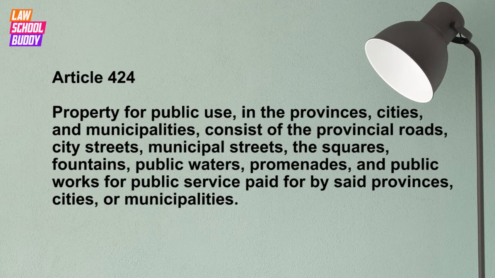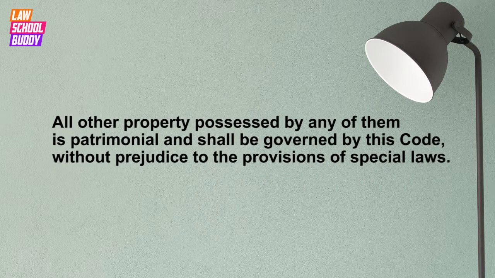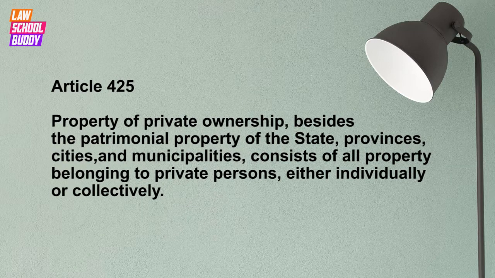Article 424. Property for public use, in the provinces, cities, and municipalities, consists of the provincial roads, city streets, municipal streets, the squares, fountains, public waters, promenades, and public works for public service, paid for by said provinces, cities, or municipalities. All other property, possessed by any of them, is patrimonial and shall be governed by this code, without prejudice to the provisions of special laws. Article 425. Property of private ownership, besides the patrimonial property of the state, provinces, cities, and municipalities, consists of all property belonging to private persons, either individually or collectively.